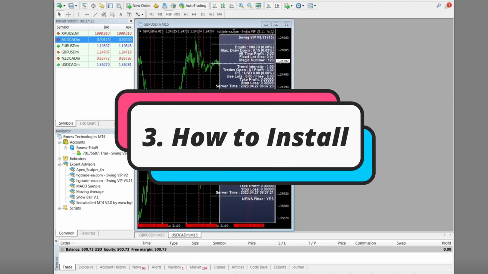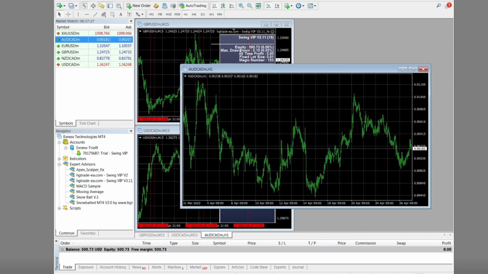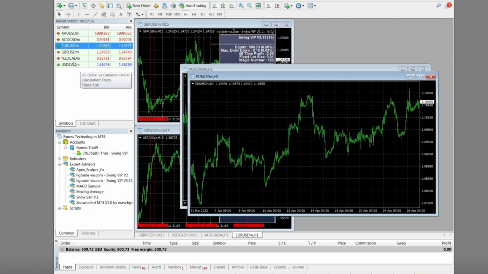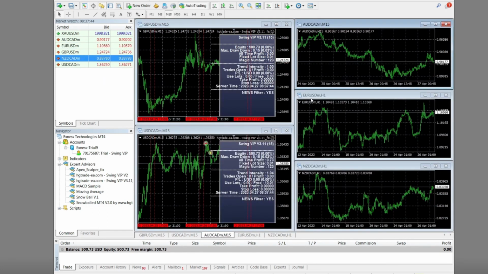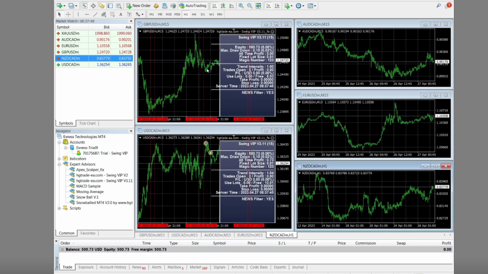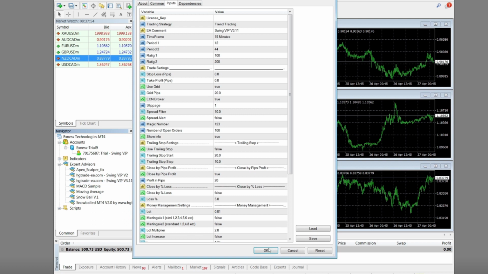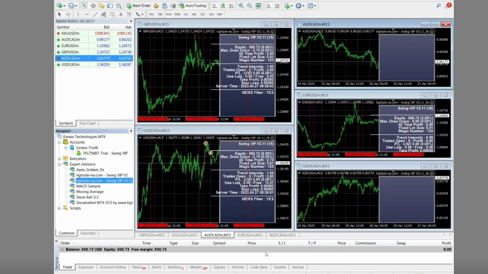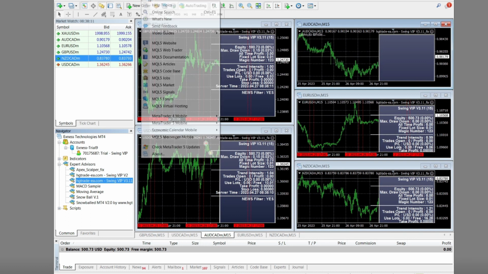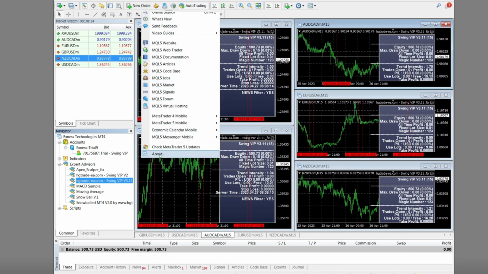I have tested the VIP Swing Expert Advisor on MetaTrader and it works. For now the pair that I use is only 2 pairs, and I will add 3 pairs again. The time frame that I use is M15. The preset that I use is default. The terminal version I use is version 4.00 build 1380.